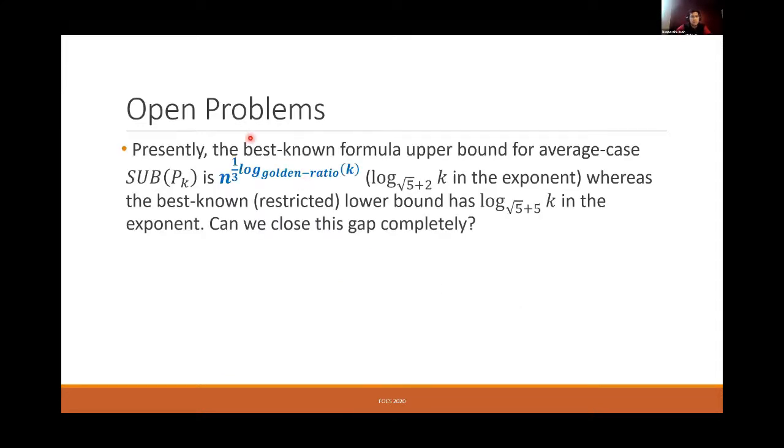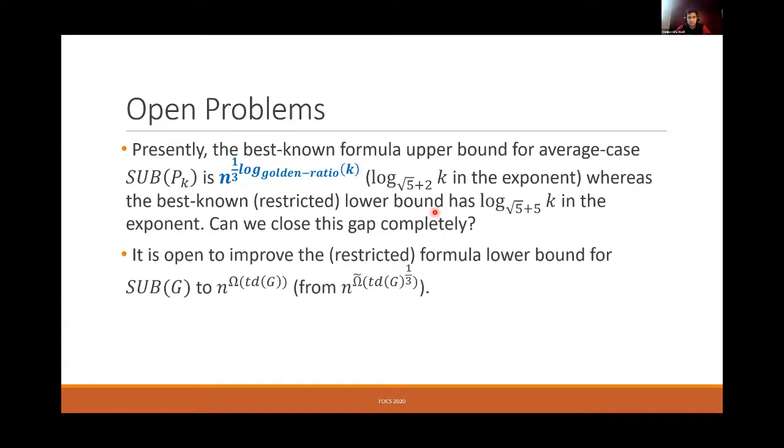Okay, so let me just end by mentioning a couple of open problems. There's still a gap for the formula complexity of the average case SUB-PK problem. As we just saw, the improved upper bound is n to the log k with the square root of 5 plus 2 in the base of the exponent. And another result of our work shows a lower bound with the square root of 5 plus 5 in the base of the exponent. So you'd like to close this gap completely.